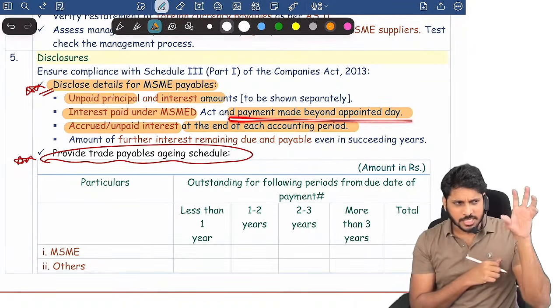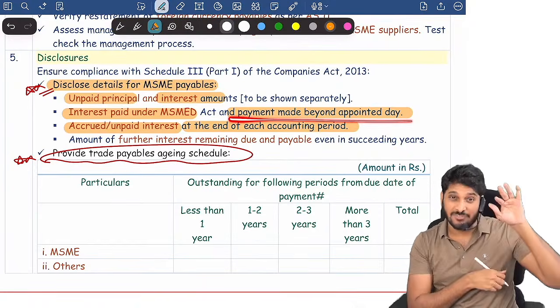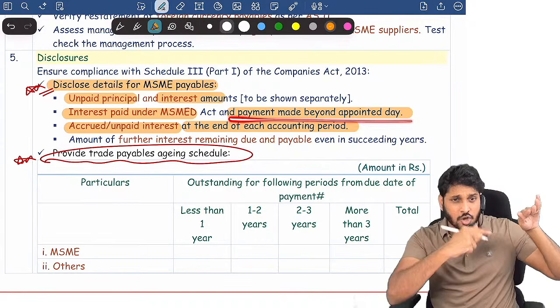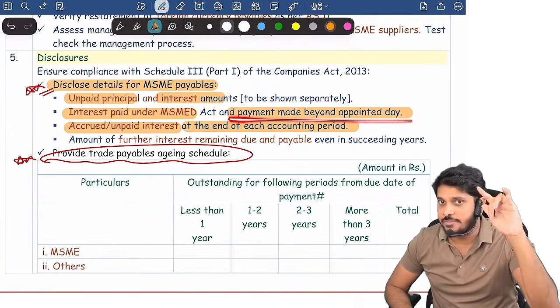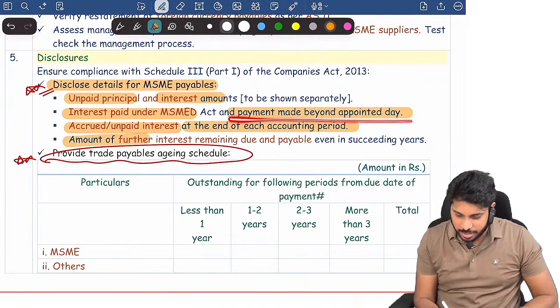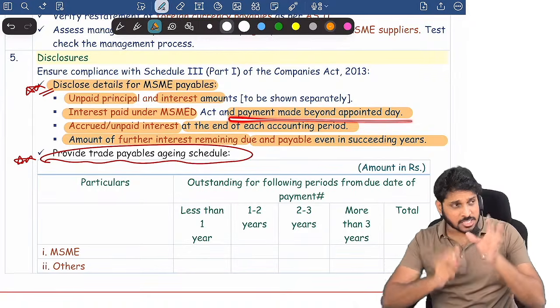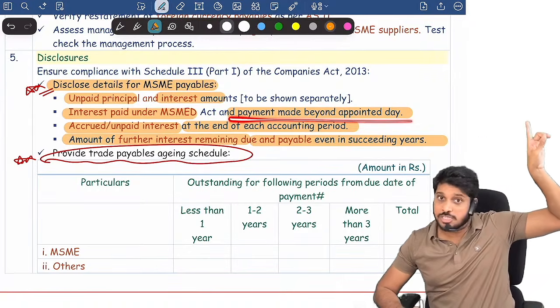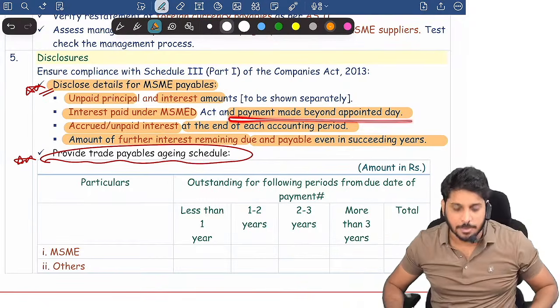Right now, there are some MSME vendors to whom I have to pay within 45 days or within 50 days, but I have not yet paid. As on balance sheet date, it's already overdue as per appointed day concept. How much interest is accrued? That we need to account separately. And further interest remaining due and payable even in succeeding years. Suppose I have to pay interest related to some MSME. Last year it was outstanding, but even this year, as on this date, it is still not paid. So that interest also we should show separately.